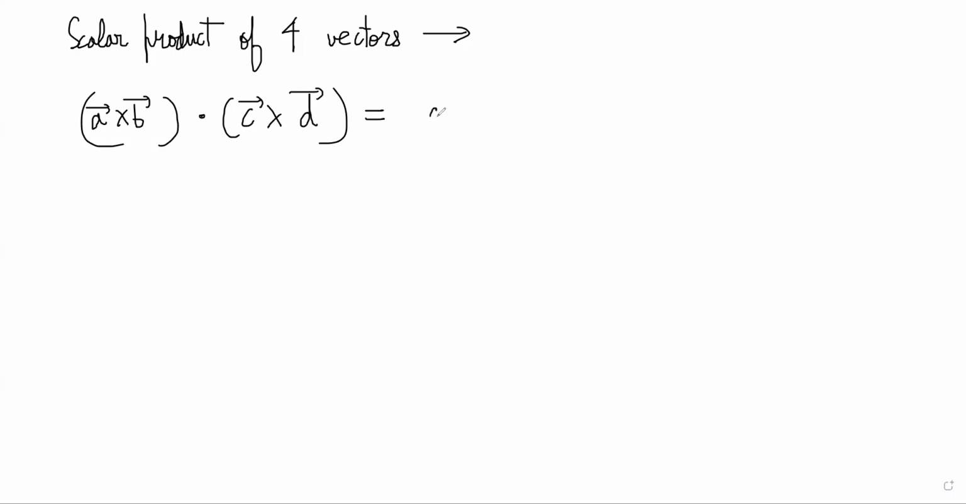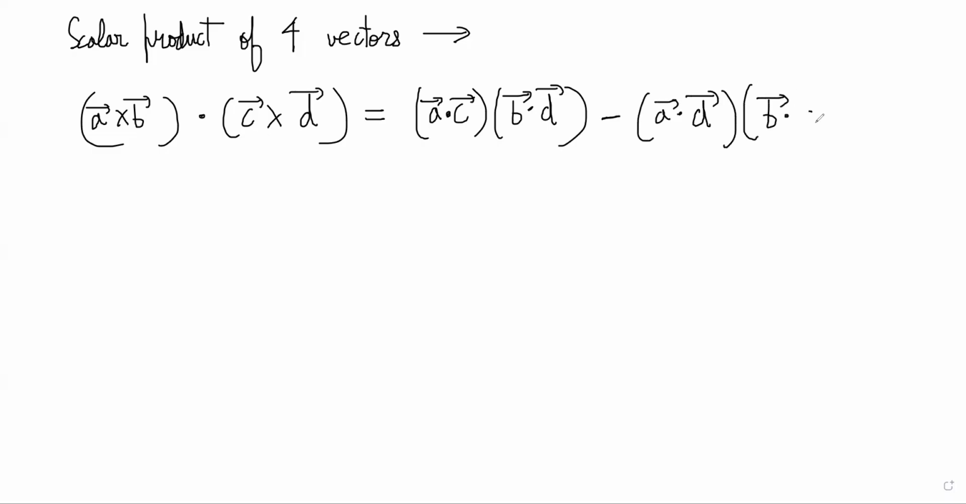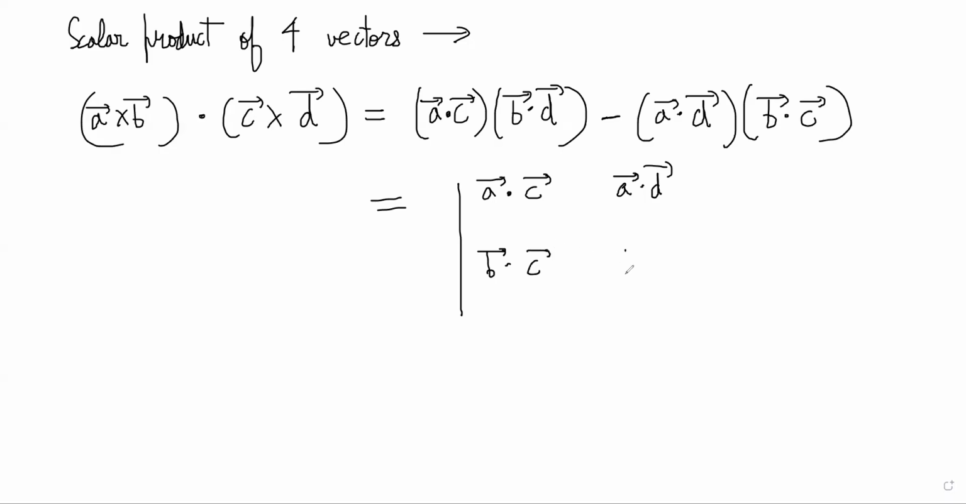This comes out to be A dot C times B dot D minus A dot D times B dot C. Another way to remember it would be simply by this determinant: AC, AD and BC, BD. So remember this determinant. This is the scalar product of four vectors. Okay.